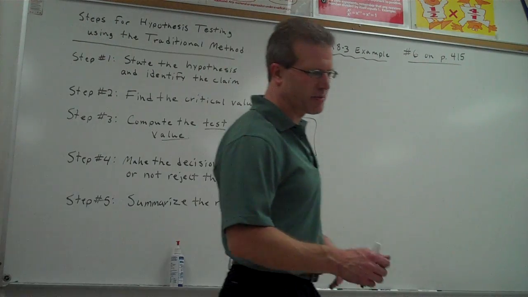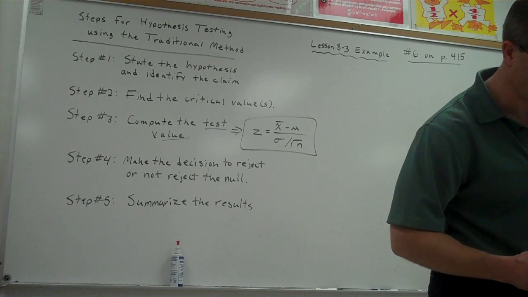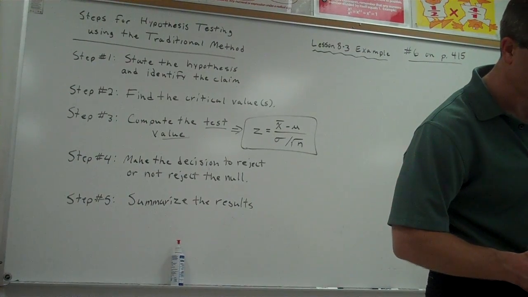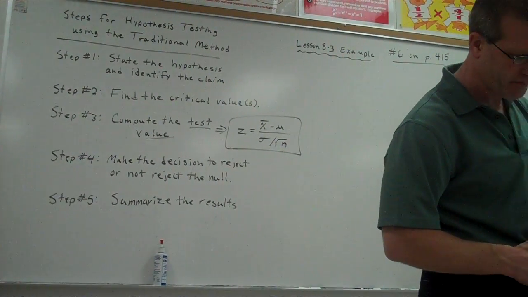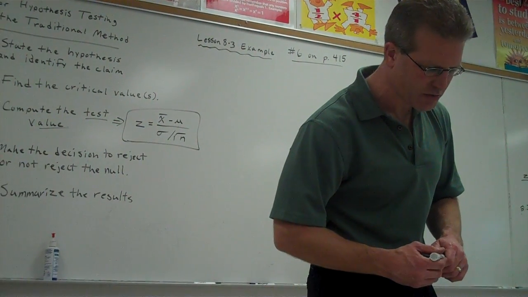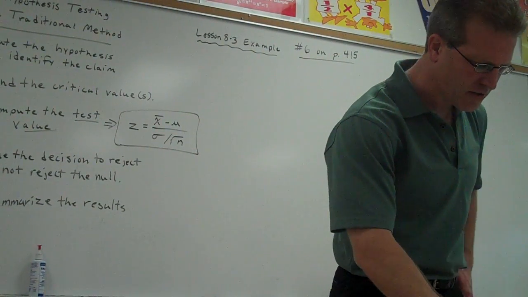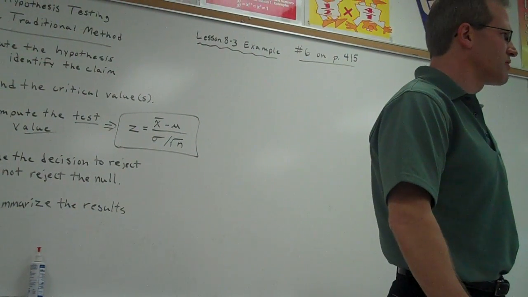Okay, this is number 6 on page 415. It says the average production of peanuts in the state of Virginia is 3,000 pounds per acre. A new plant food has been developed and is tested on 60 individual plots of land. The mean yield of the new plant food is 3,120 pounds.